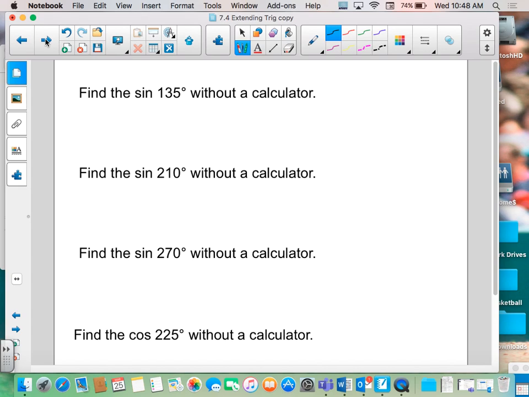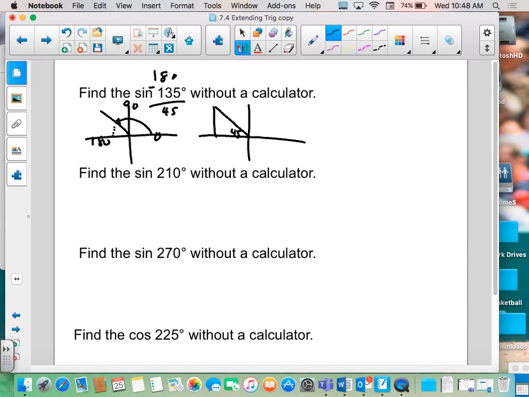So let's go sine of 135. 135 would be into the second quadrant. There's my turn. If I make the triangle, 135 is 45 degrees away from 180. So 0, 90, 180. Remember my reference angle is the distance there. 180 minus 135 is 45. Then I label my triangle 1, 1, square root of 2.